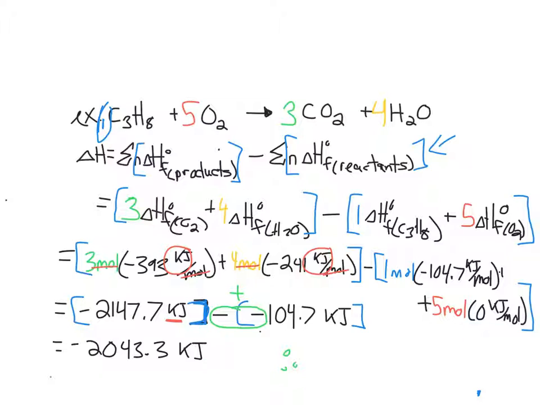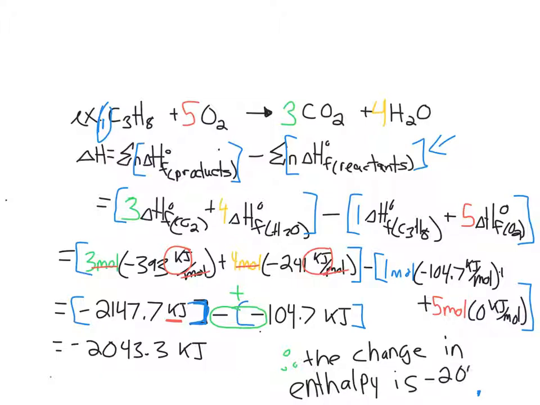And then we want to finish with a nice therefore statement that the change in enthalpy is negative 2043.3 kilojoules. Okay, so make sure you have this copied down. You might want to take a minute and highlight where you see some color coding, just so you can follow it a little bit easier when you do some practice. And now we're going to do another example.